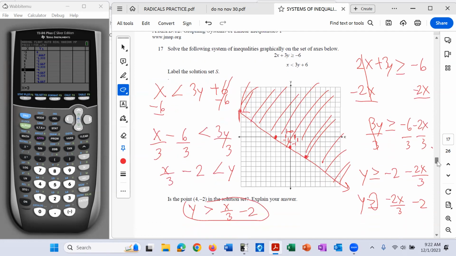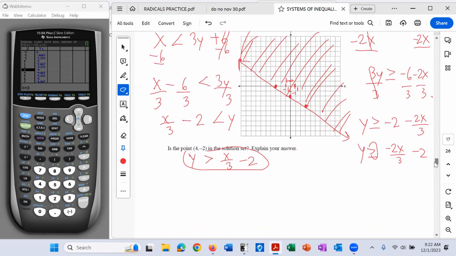Scroll up a little bit. So go back to my y equals here. I'm going to clear it out, and then I'm going to plug in what I have over here. So it's going to be x divided by 3 minus 2. Then I'm going to press the second function and hit the table button. Now we plotting.